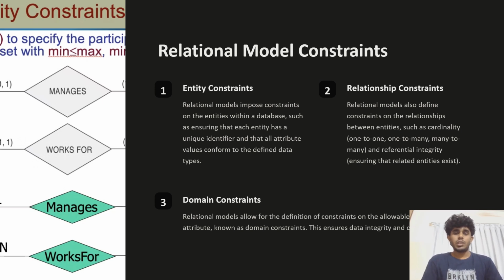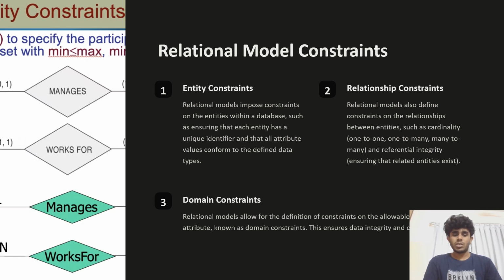Relational model constraints. Entity constraints. The relational model imposes constraints on the entities within a database, such as ensuring that each entity has a unique identifier and that all attribute values conform to the defined data types. Relationship constraints. Relational models also define constraints on the relationships between entities, such as cardinality (one-to-one, one-to-many, many-to-many) and referential integrity, ensuring that related entities exist.